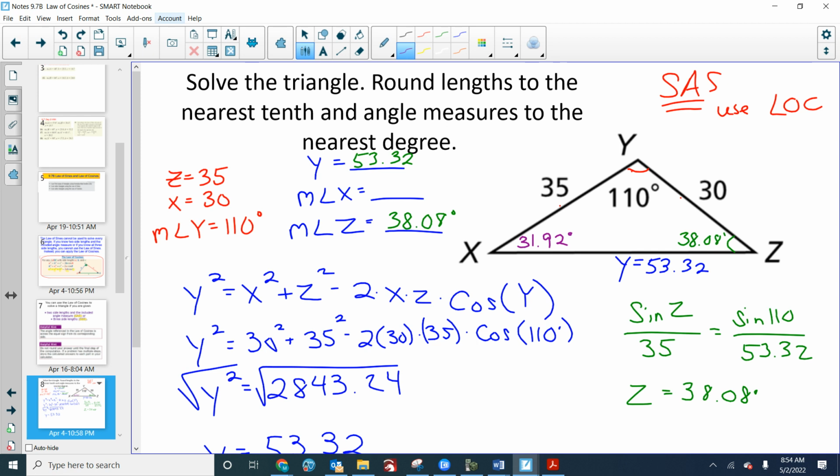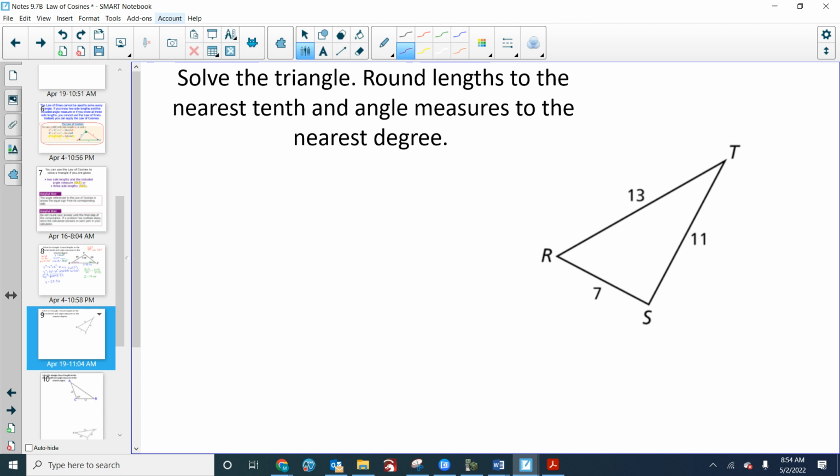What if you have to solve a triangle and you start off by using the law of sines? You keep using the law of sines. All right? Let's do another one.